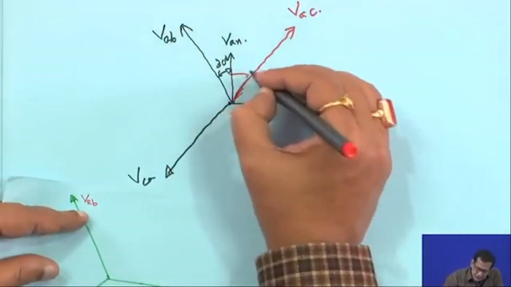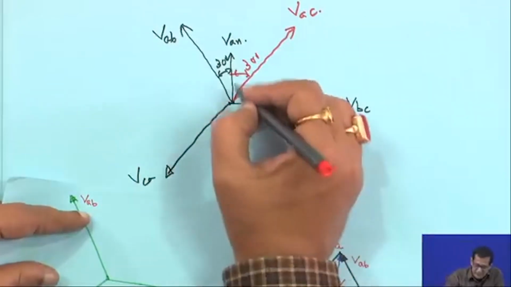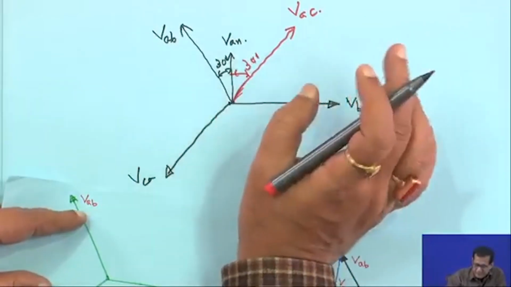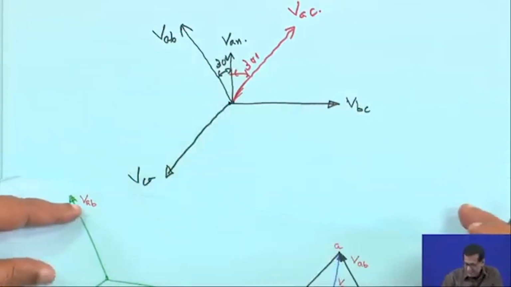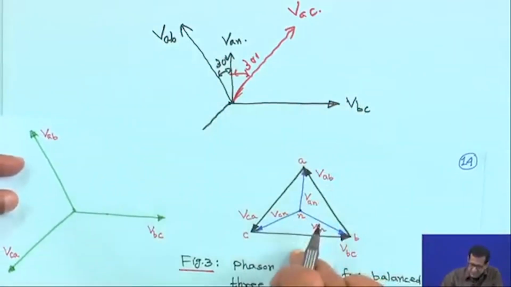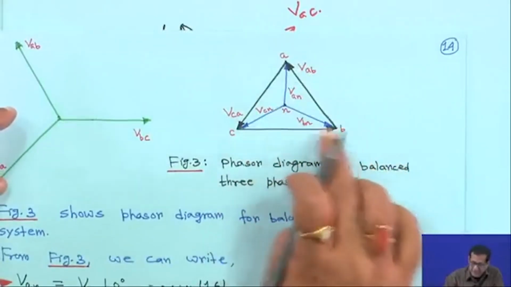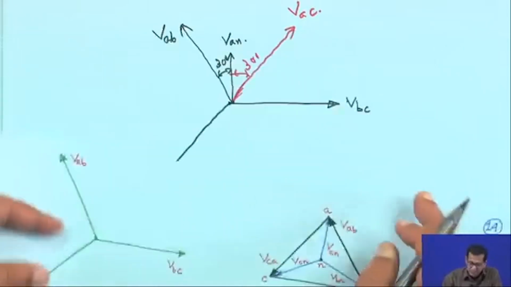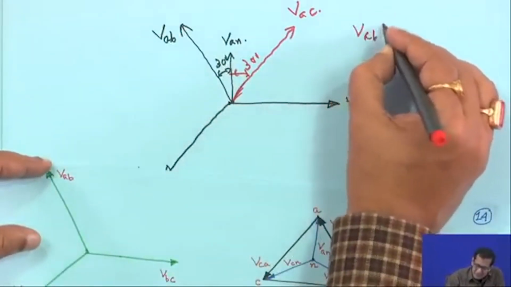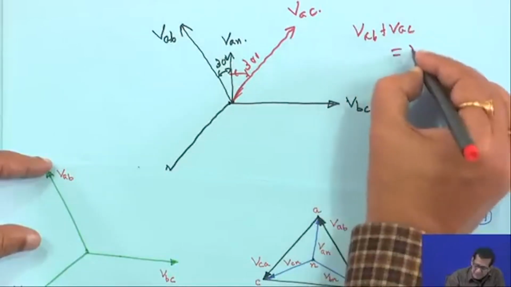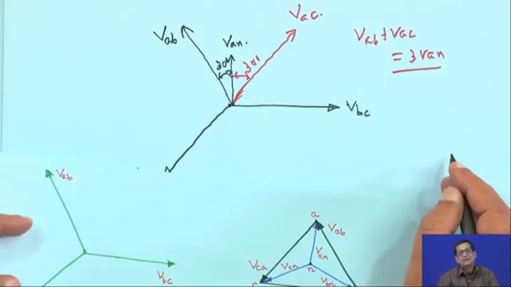Then this angle is also 30 degrees, right. That means if you take VAN as a reference, the angle between VAN and VBC is 90 degrees, right. The angle between VAN and the way the phasor is drawn, between VAN and VBC, is 90 degrees. We have seen earlier that VAB and VBC is equal to root 3 VAN. This we have seen in our capacitors chapter.